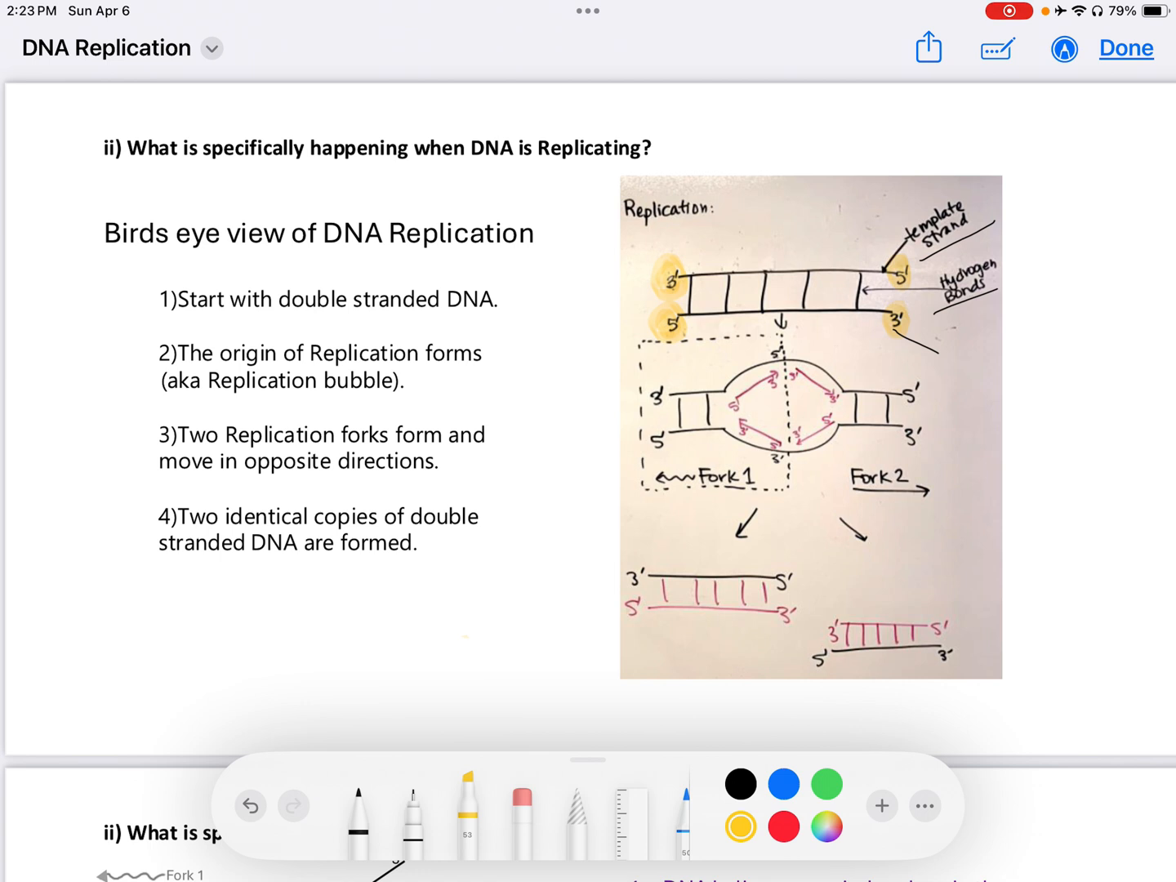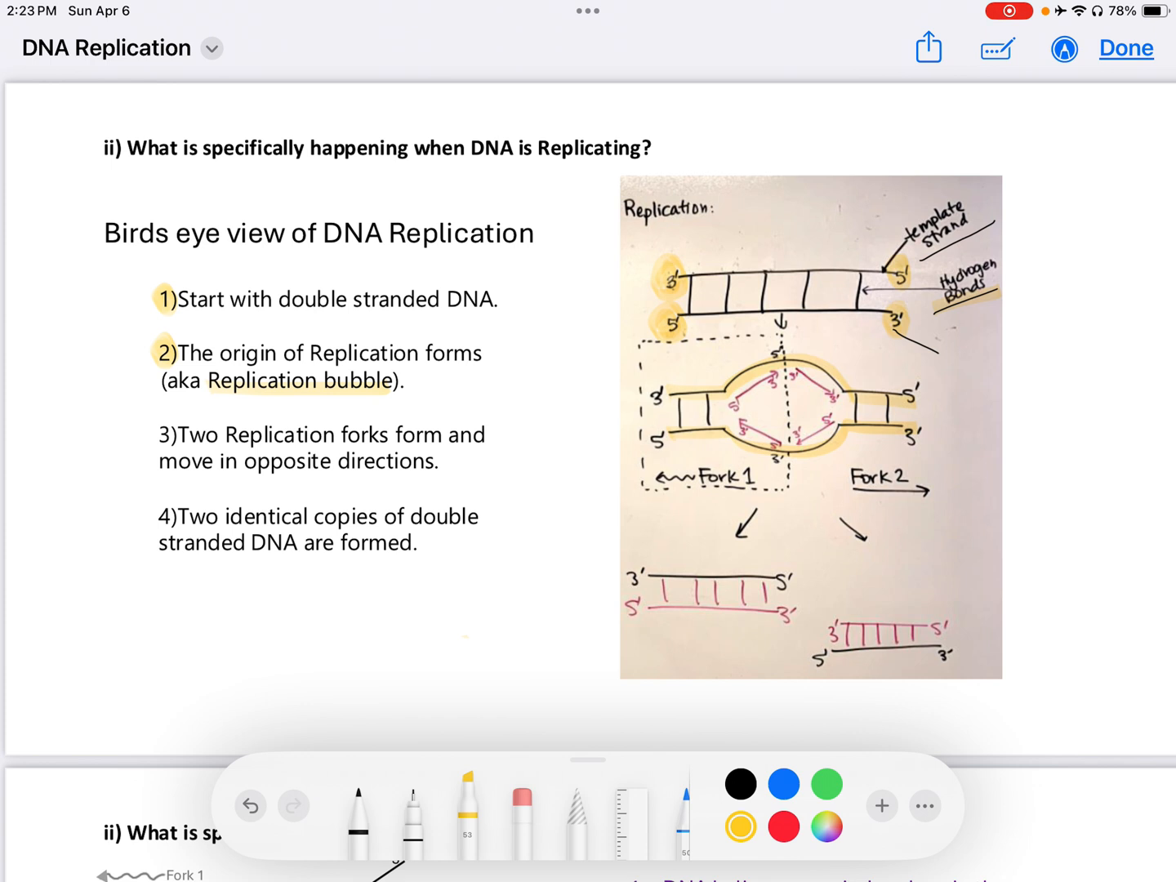So first we have our double-stranded DNA. So start with the double-stranded DNA, and that's what we can see here. 3' to 5', 5' to 3'. And in between those are going to be our hydrogen bonds. Then, as DNA is beginning to replicate, the origin of replication starts. This is also called the replication bubble. You can see here at the center, you have this sort of bubble formation coming up, and that's where the DNA is beginning to replicate.